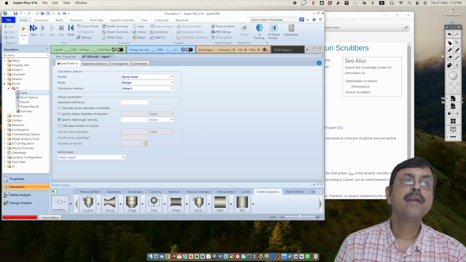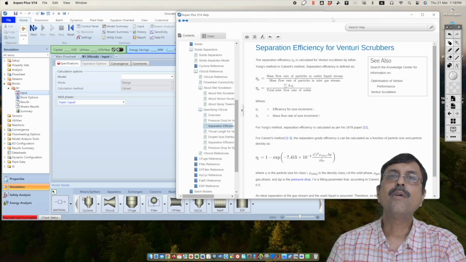Or if you give the relative gas velocity, then also, based on the separation efficiency that you desire, your sorted diameter will be calculated. Now let us solve a problem to understand it better.